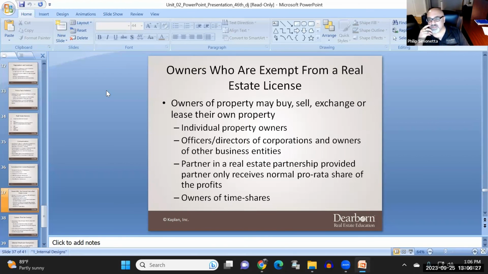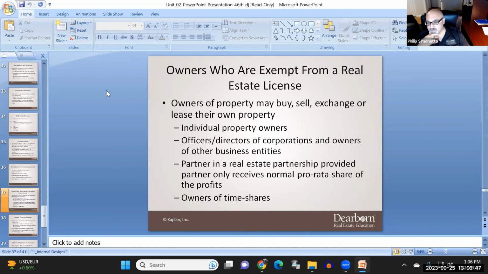So, owners who are exempt from real estate licensing. Owners of property may buy, sell, exchange, or lease their own property. Individual property owners, officers, directors of corporations, and owners of other business entities. So if you own a company, it's in the company's name, or you're a director, or you're involved in the company, you can do that.